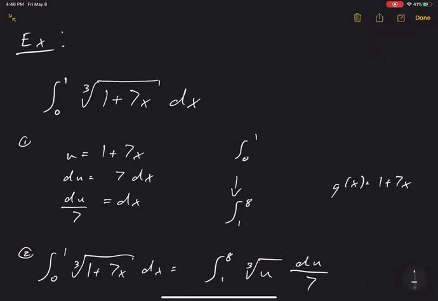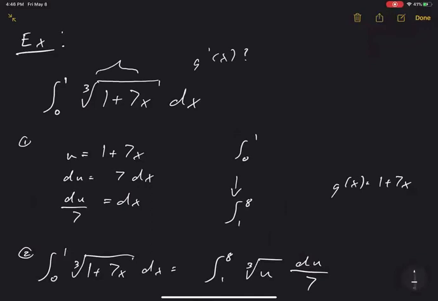Let's say I'm integrating from 0 to 1 the cube root of 1 plus 7x dx. This might be a little confusing because we have this nested function, but we don't have it. Where's our g prime of x?